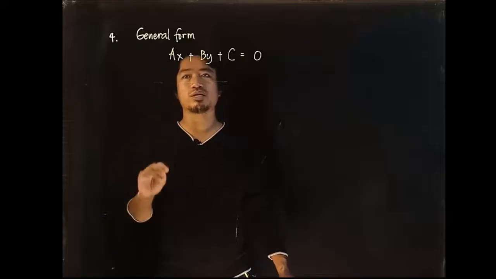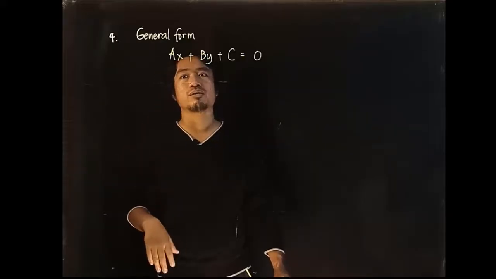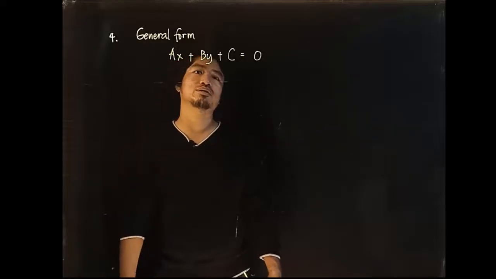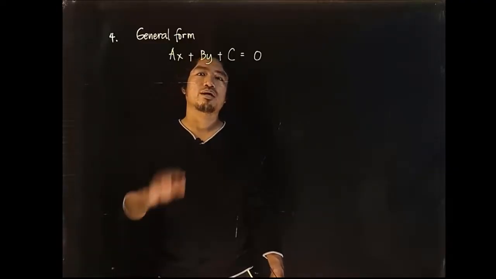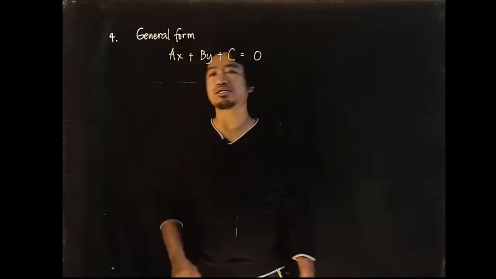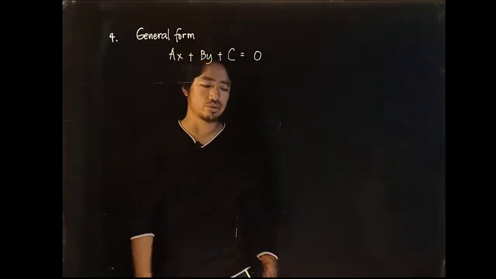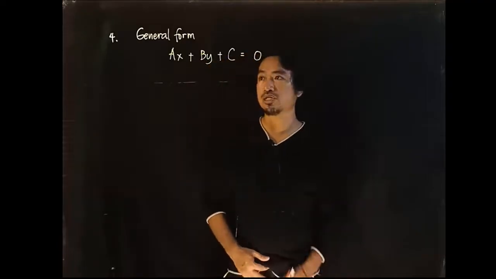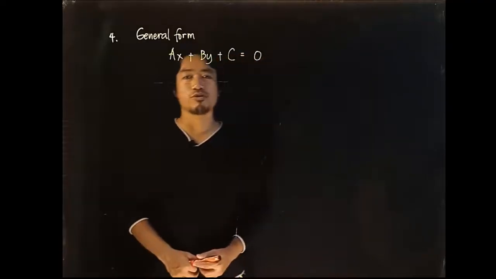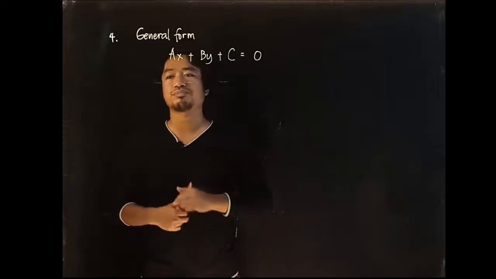Again, for convenience, we're going to set a to be a non-negative integer, and c here is a constant. Okay? So any expression equal to 0, we're referring to the general equation or the general form of the equation.